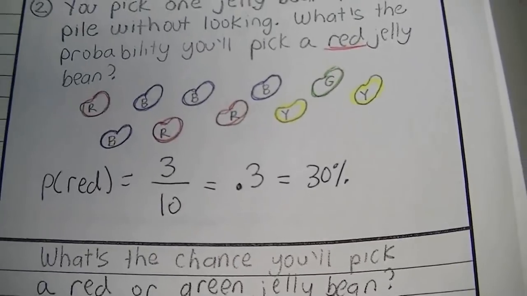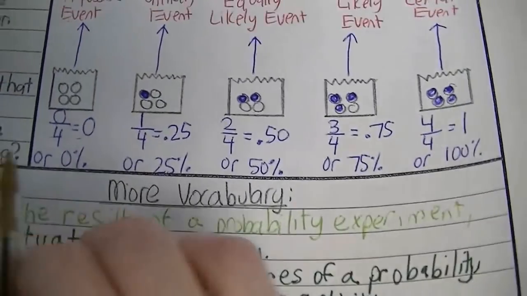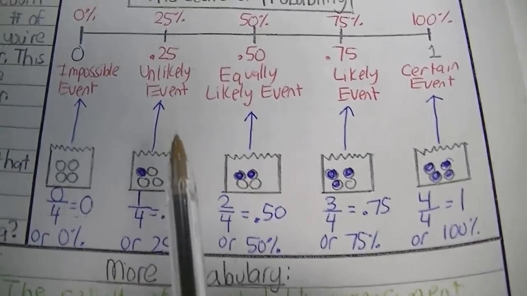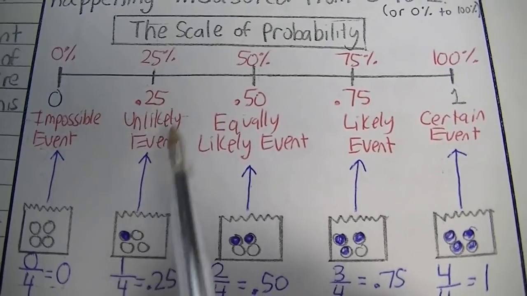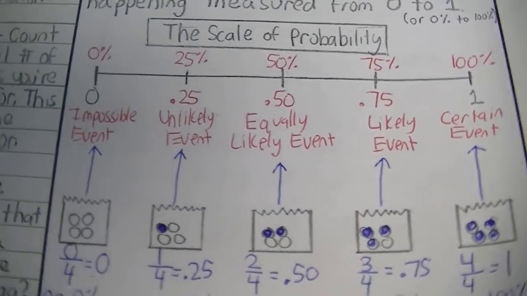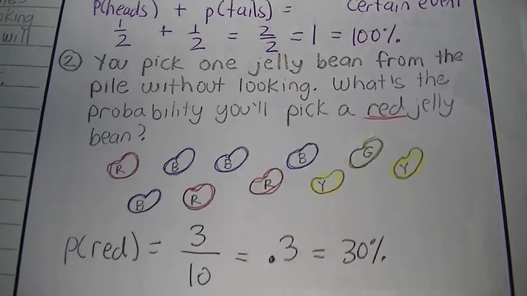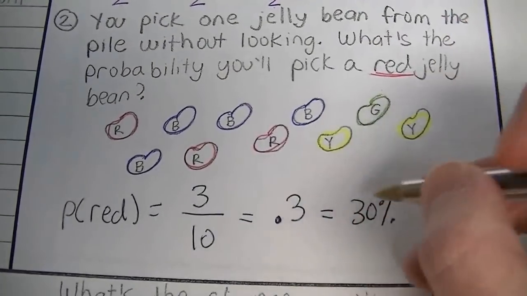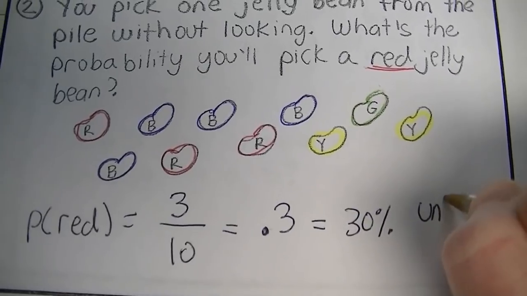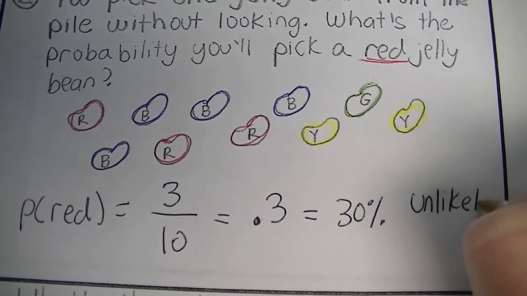Okay, so you'll notice that on that probability scale, you don't see an exact 30%. But 30% would be like, I don't know, right about there. So I'm going to consider that an unlikely event. It's not very likely that I'm going to get a red jelly bean when I'm pulling out a jelly bean. Okay, so we're going to call this an unlikely event because that's what it's closest to.